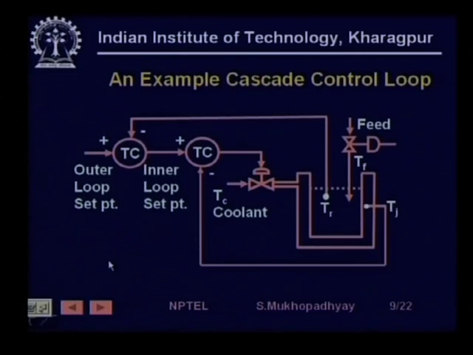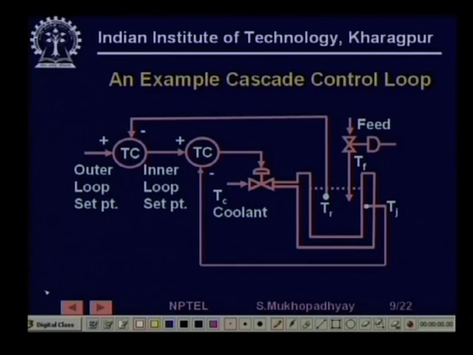We will look at a practical example. What we have here is a kind of exothermic reactor. We want to control the temperature of this reactor. So, obviously, we are giving a feedback here, this is the outer loop. So, this is the outer loop feedback, or primary loop feedback.